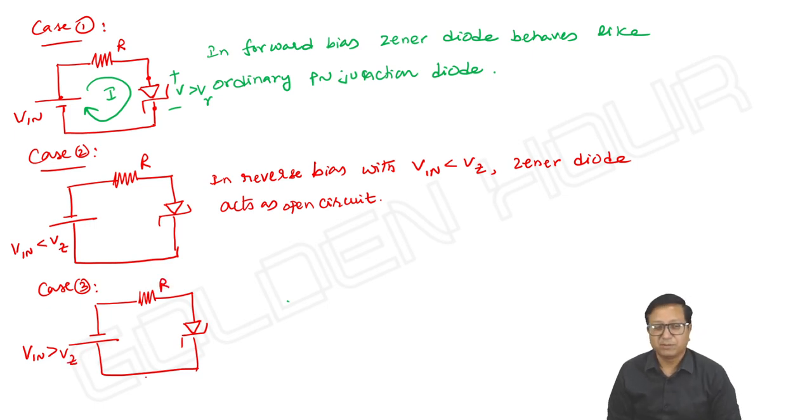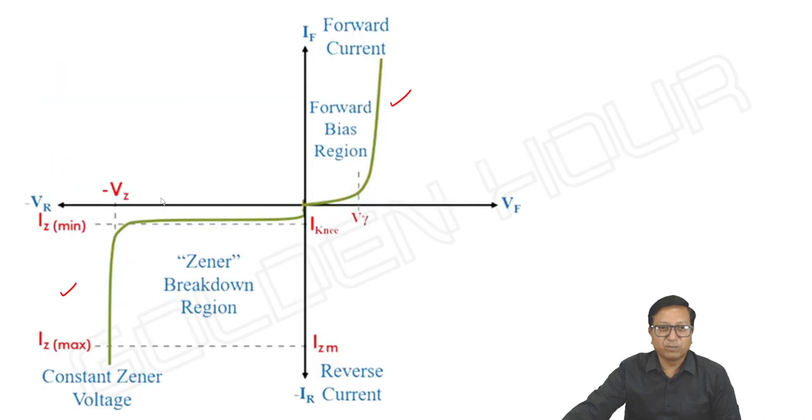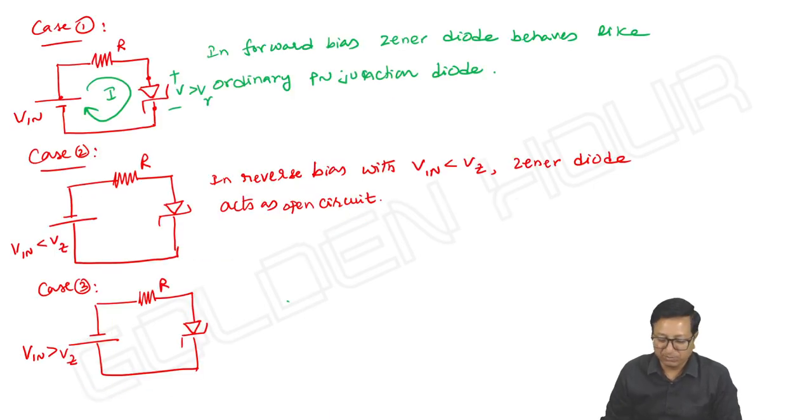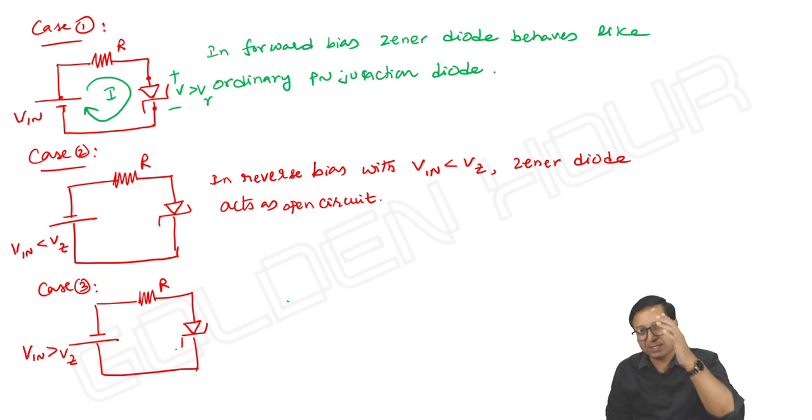Then how does it behave? If you look at its characteristics in reverse bias, these are the reverse bias characteristics. Once the input is greater than the breakdown voltage, it starts conducting in the reverse direction. Suddenly the current through the Zener diode shoots up, but it maintains constant voltage. It behaves almost like a voltage source, maintaining constant voltage with a variable current.